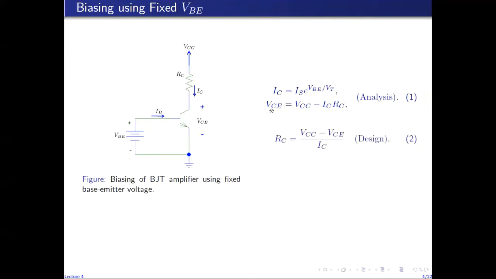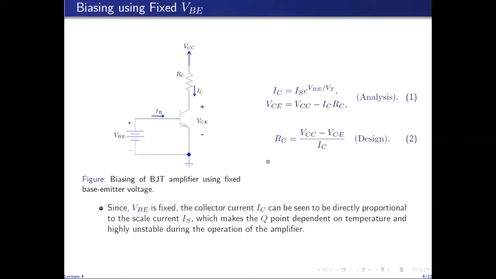This equation for the collector emitter voltage can be inverted to get the equation for the collector resistance RC. So these two equations represent the bias point of the circuit, and given the bias point, we can use this equation to design this biasing scheme. That is, we can find the resistance required to set up the bias point given by IC and VCE at the output.